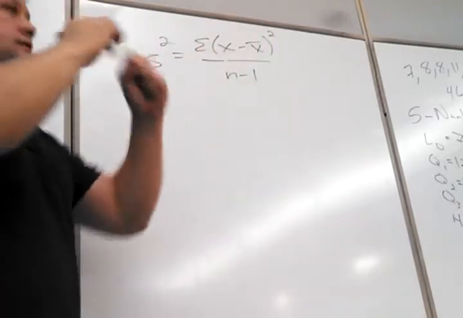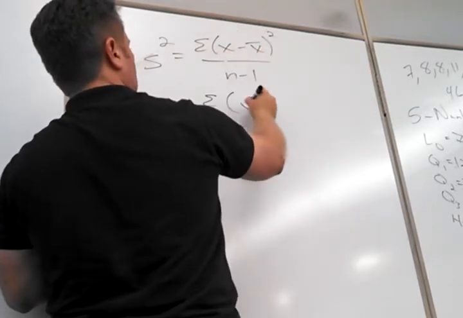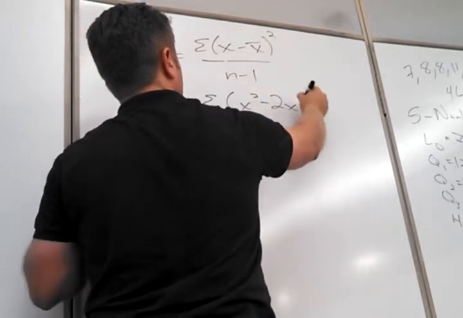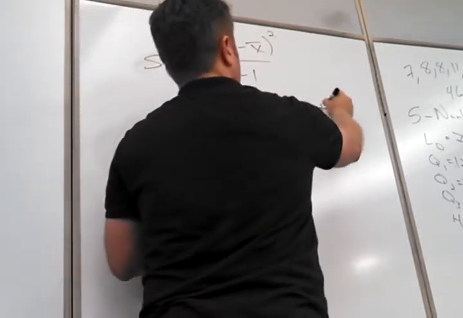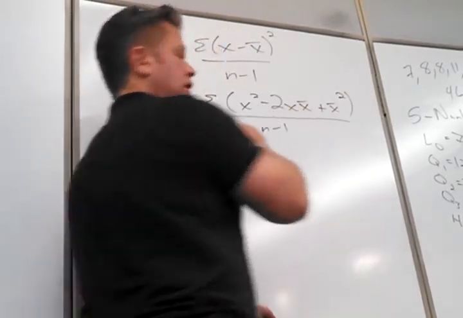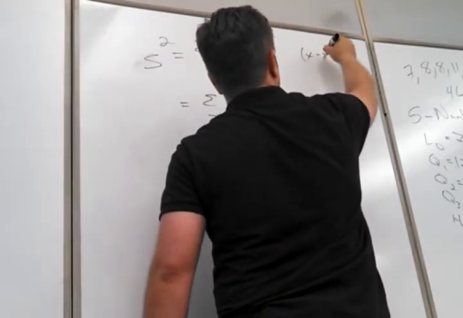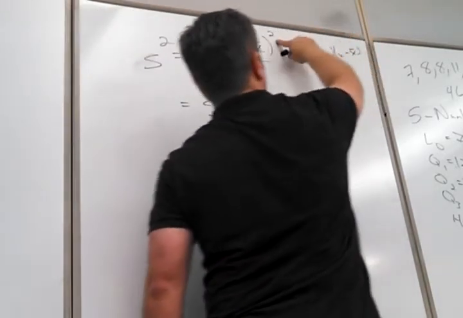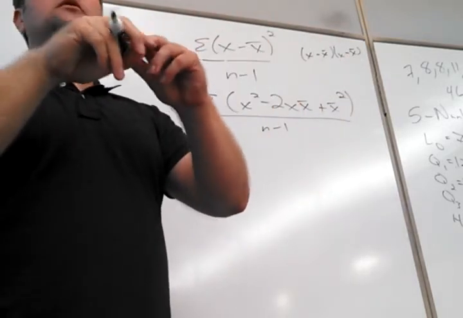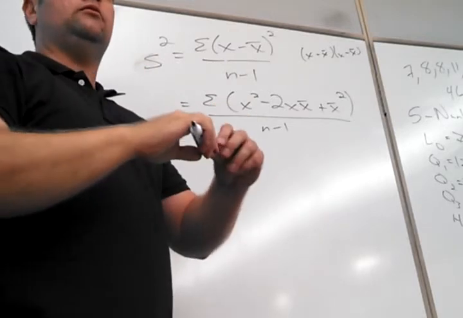Oh, some of you guys are like, yes. So how do you FOIL this? You get x squared minus 2 of these, right? Plus x bar squared. You guys got it with me? Come on now, yes you are. This would be x minus x bar times x minus x bar, right? That's what squared means. And then FOIL, right? Good. I had to take at least 103 again.